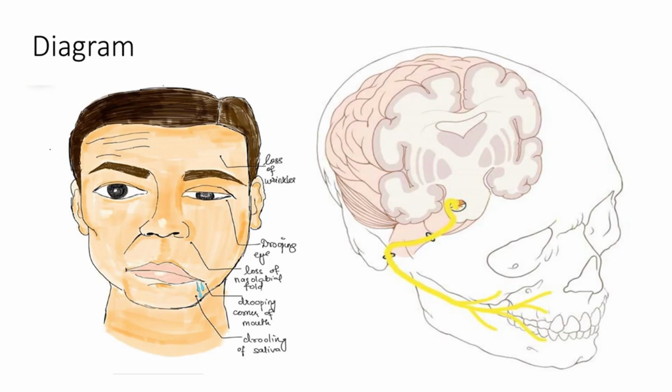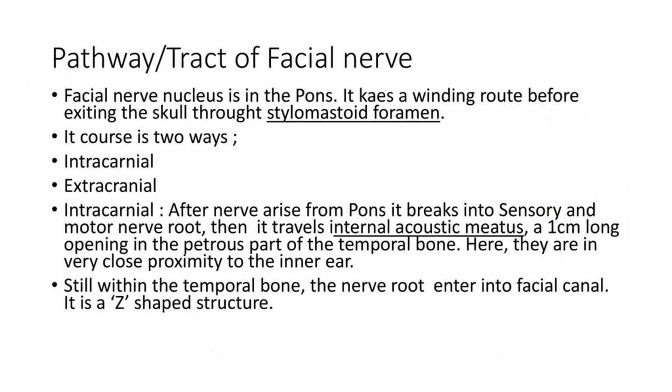Okay, so what is the course, the pathway, the track of the facial nerve? The facial nerve nucleus is located in the pons area of the brainstem. It keeps on going in a winding route before exiting the skull through the stylomastoid foramen. So it basically divides into intracranial and extracranial. Intracranial meaning it goes within the cranial cavity, the cranium, and extracranial meaning it goes towards the face, outside of the skull, outside of the cranium.